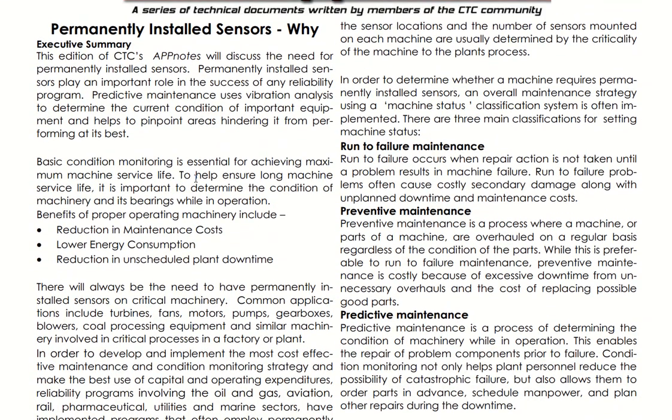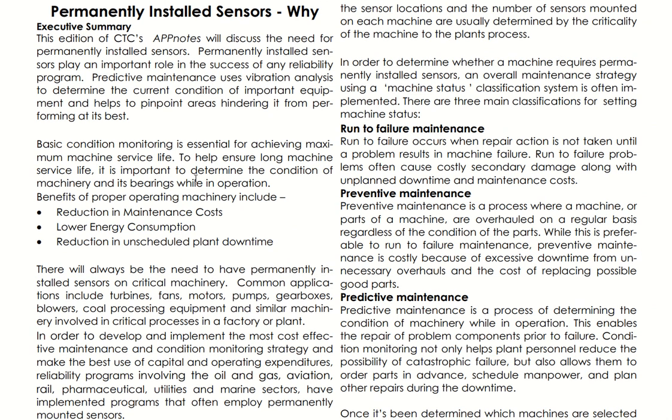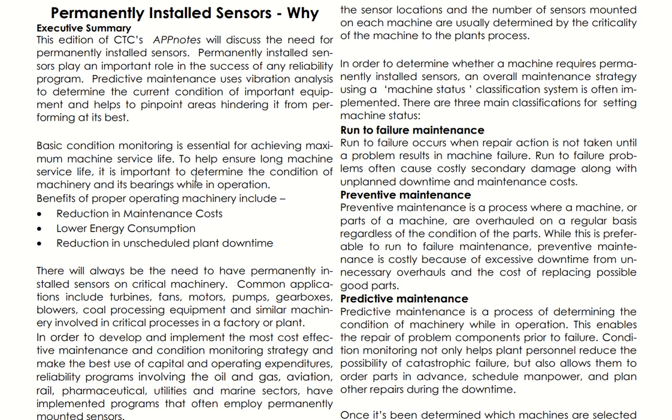Now both the sensor locations and the number of sensors mounted on each machine are usually determined by the criteria of machine to plant process, right? There is a criteria called machine to the plant process, and the sensor location and the number of sensors mounted on each machine are determined by this process only. Now, in order to determine whether a machine requires a permanently installed sensor or an overall maintenance strategy using machine status, a classification system is often implemented, right?